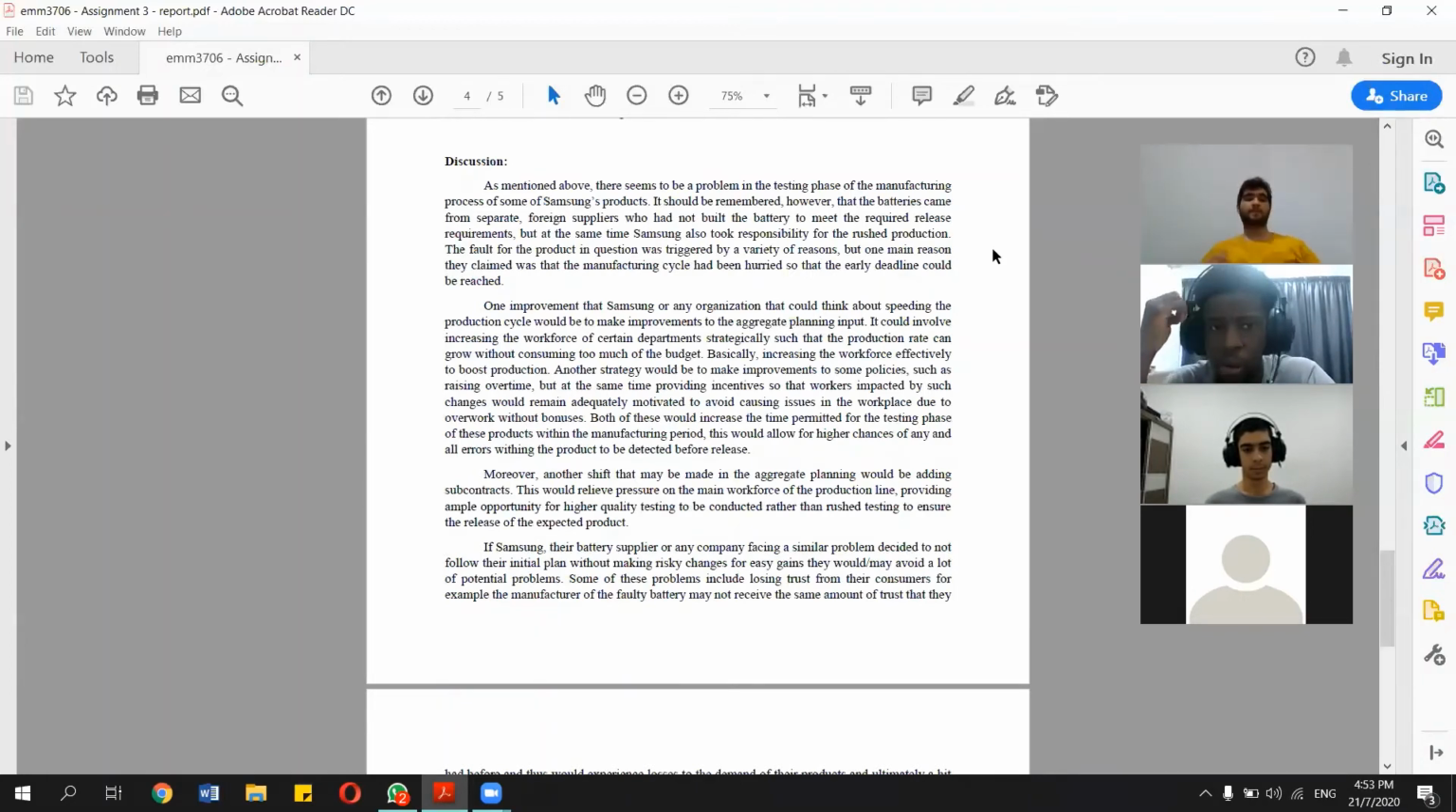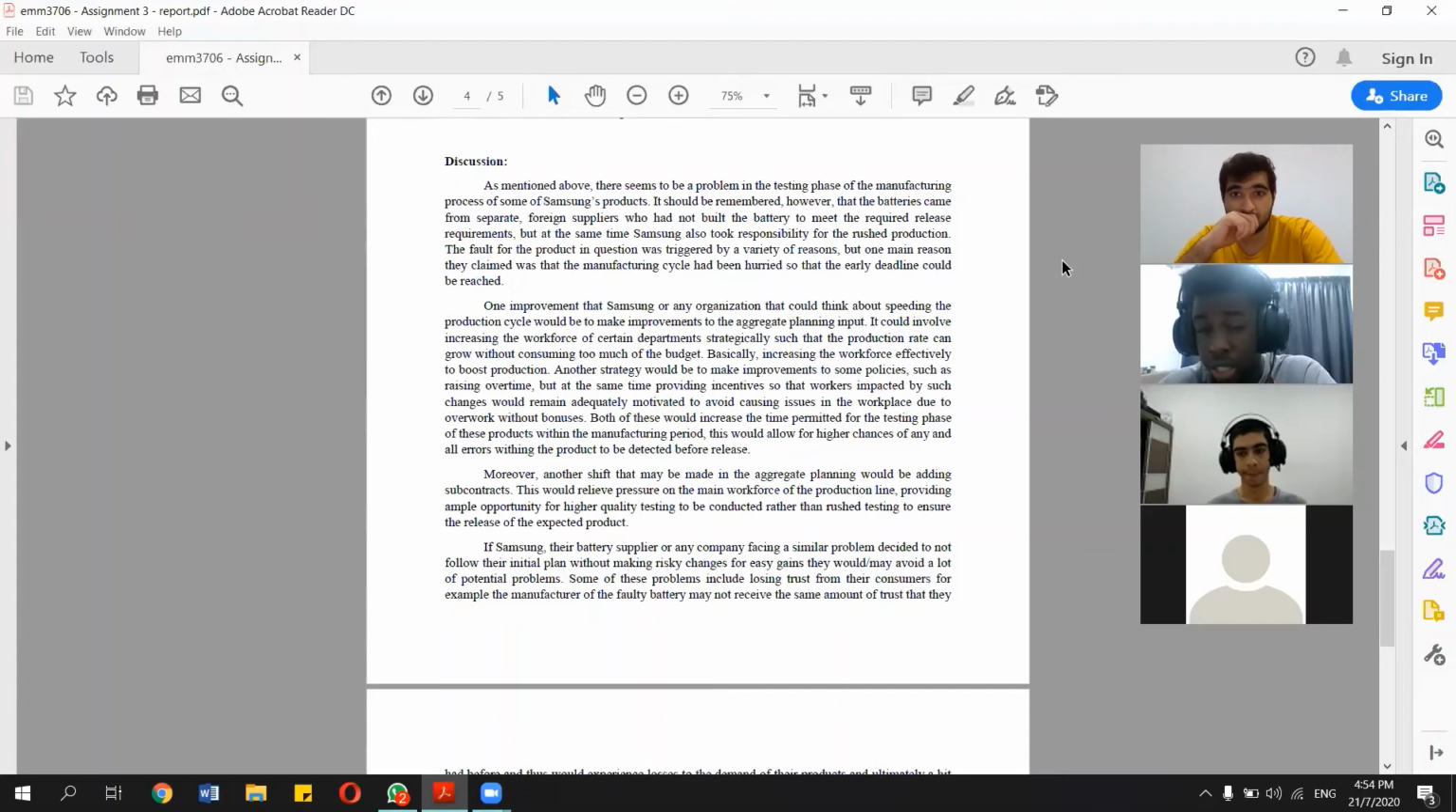So we did come up with a couple of solutions, or steps that they might have taken that would have prevented this from happening. Some of them included focusing on the aggregate planning inputs, those three aggregate planning inputs that they might have made improvements to. One would be increasing the workforce. By increasing the workforce, they would be able to boost production.